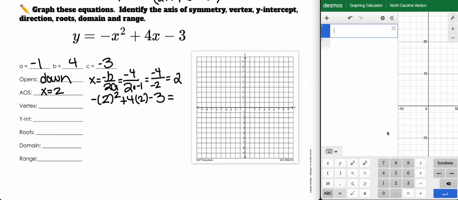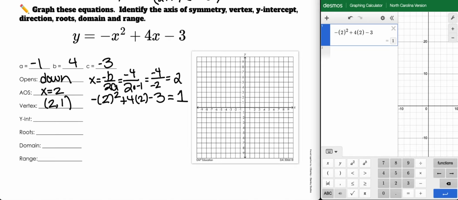So in Desmos, we type negative parentheses 2, raise that to the 2nd power, plus 4 times 2 minus 3. And when we type all that in, it gives us 1. So the y value of our vertex is 1. The x value is 2. So the ordered pair will be 2, 1. Now the y-intercept is already provided. That is the c value in our standard form equation for our parabola.